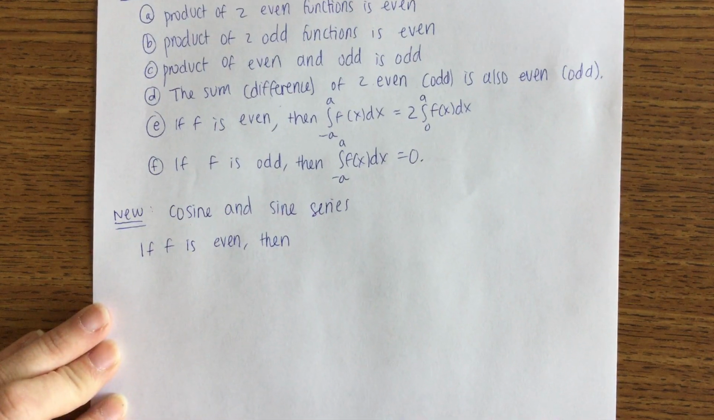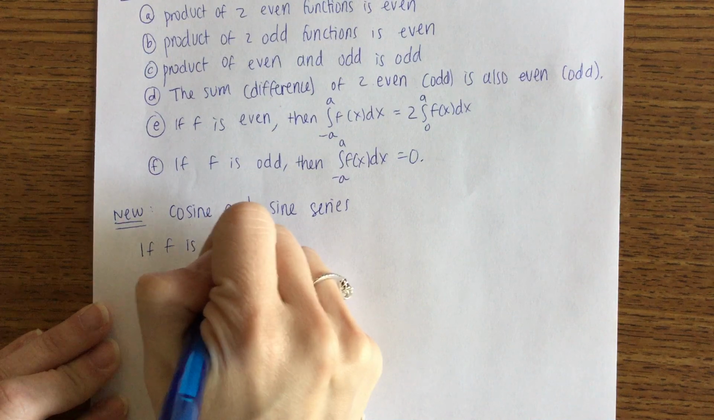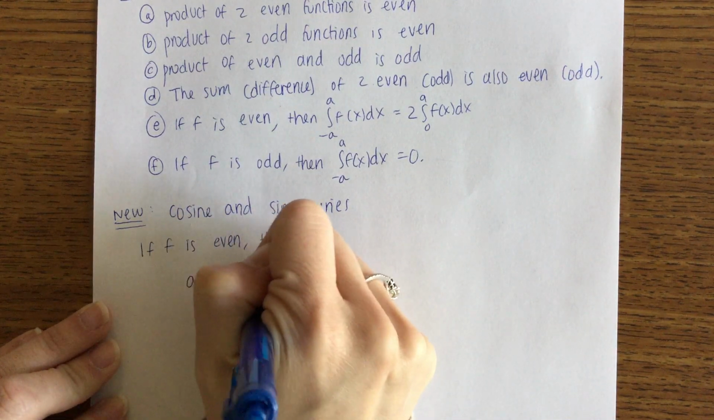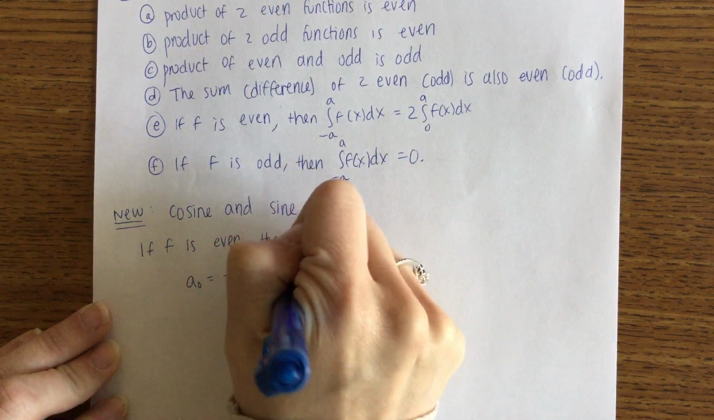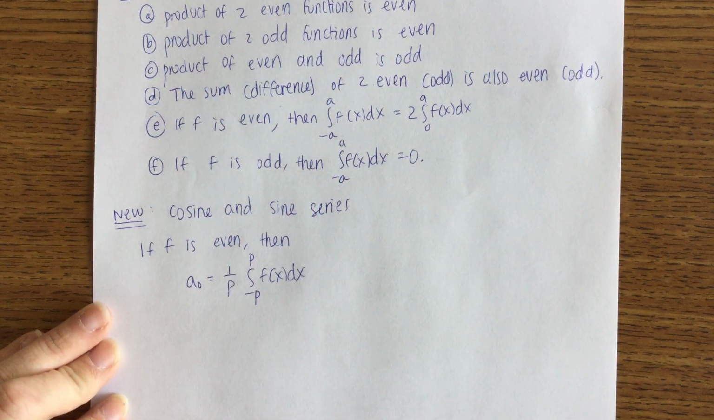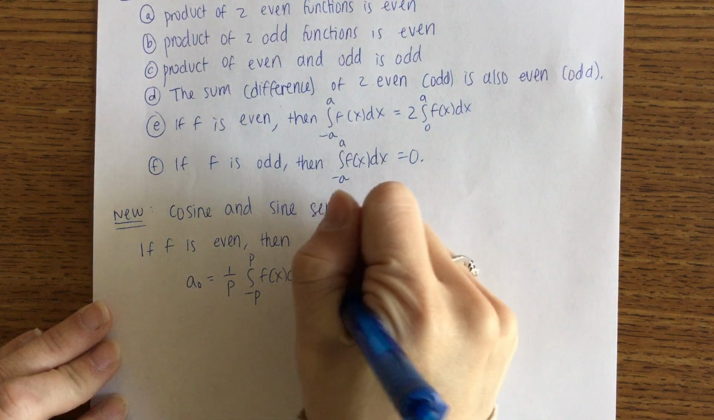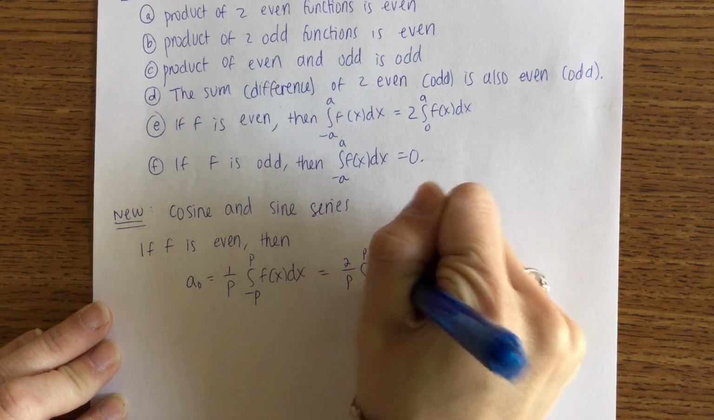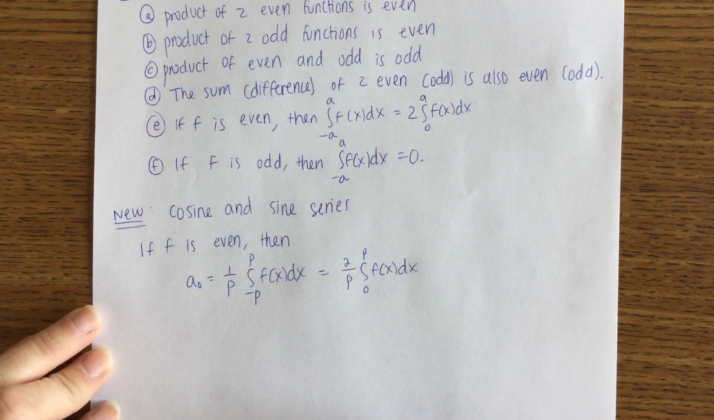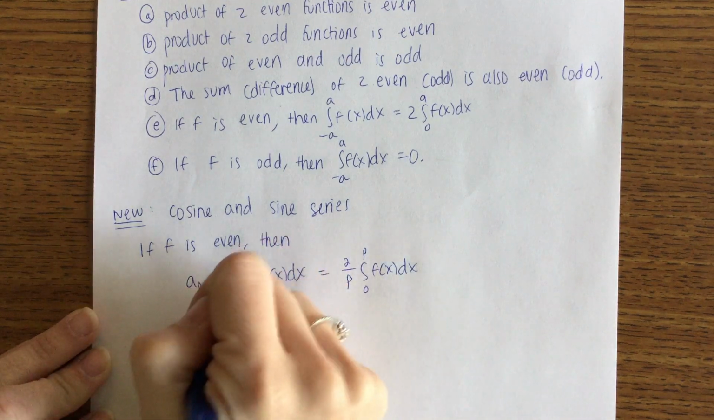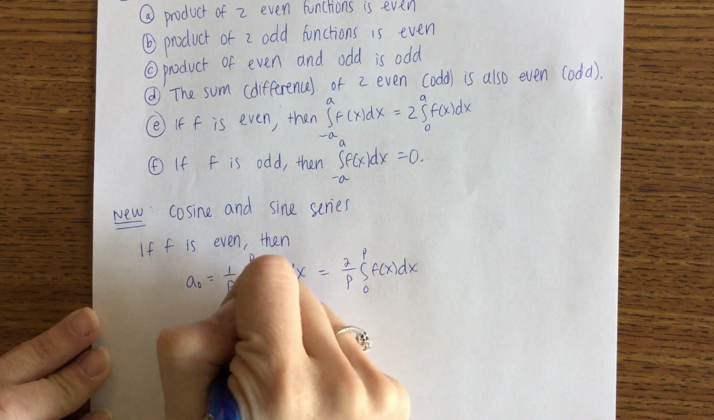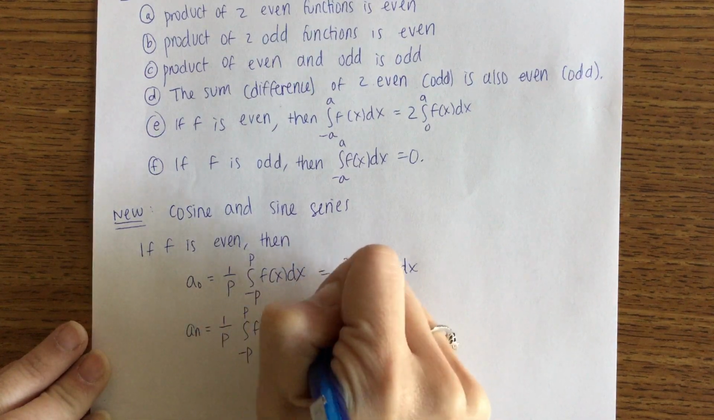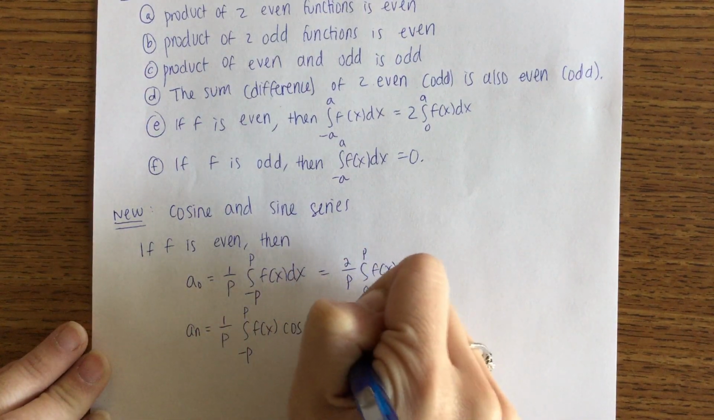Okay, if f is even, from yesterday, a sub 0 was 1 over p, the integral from negative p to p of f of x dx. Because f is even, though, this becomes 2 over p, the integral from 0 to p of f of x dx. A of n from yesterday was 1 over p, the integral from negative p to p of f of x times cosine of n pi over p x dx.